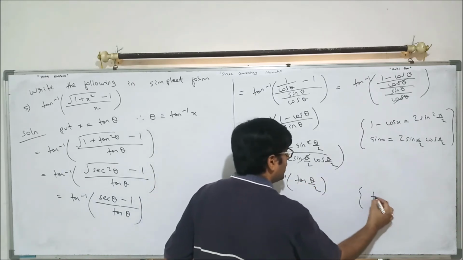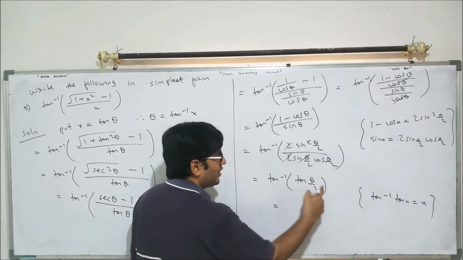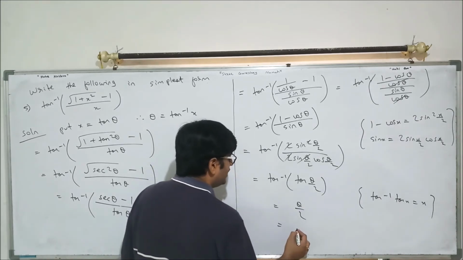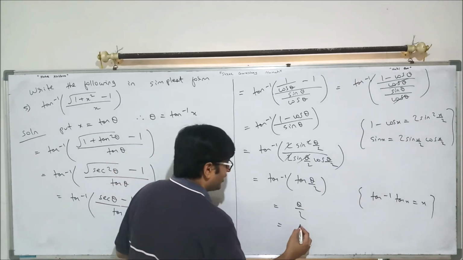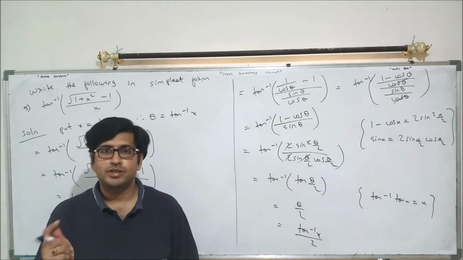And you remember the property, tan inverse of tan x is what, students? x. So tan inverse of tan theta by 2 is going to be your theta by 2. If you resubstitute the value of theta, which is tan inverse x, your answer is tan inverse of x upon 2. Okay students, let's move to the next one.